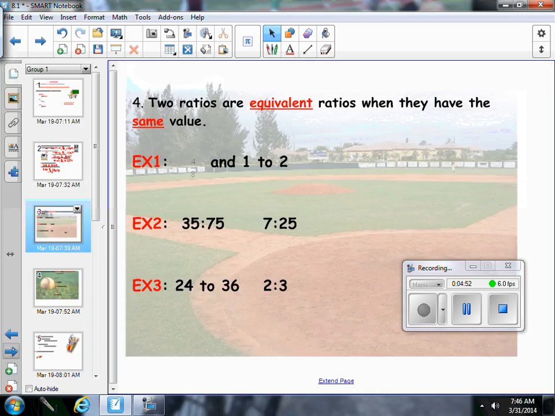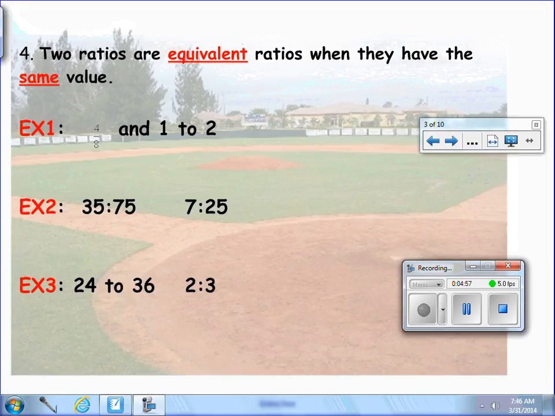Okay, now number 4, two ratios are equivalent ratios when they have the same value. In our example 1, we have 4/8 and 1:2. Both of those have the same value, because 1:2 is 1/2, and that is exactly the same as 4:8. It is just a simplified version of the ratio.